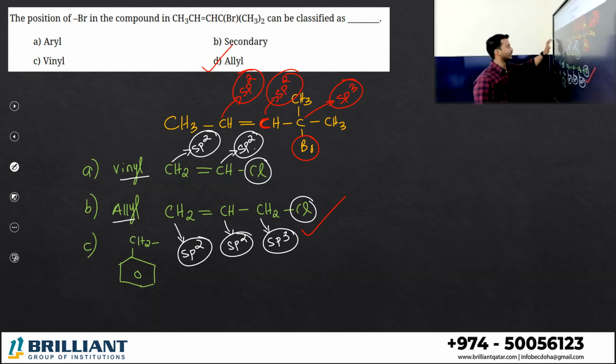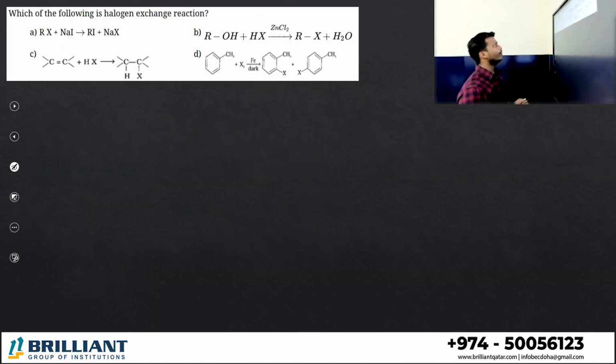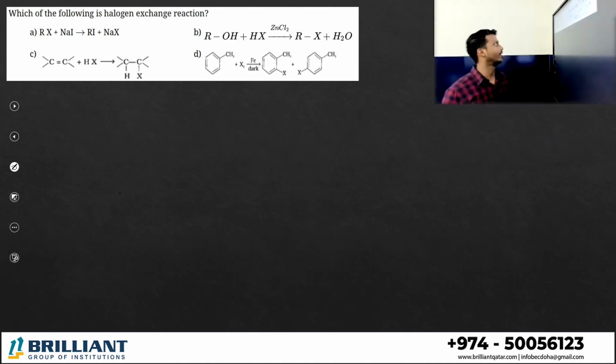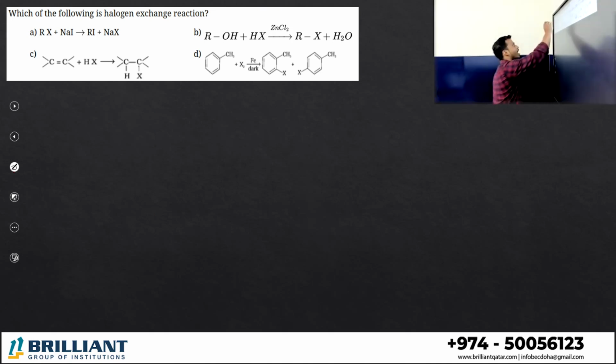Okay, next question. Which of the following is a halogen exchange reaction? In this chapter, haloalkane, we study two halogen exchanging reactions. One is called the Finkelstein reaction, for iodine, and the other is the Swarts reaction, for fluorine. Okay, option A, all of you check. What do you have here? RX. RX means R plus and X minus, a haloalkane reacting with sodium iodide.